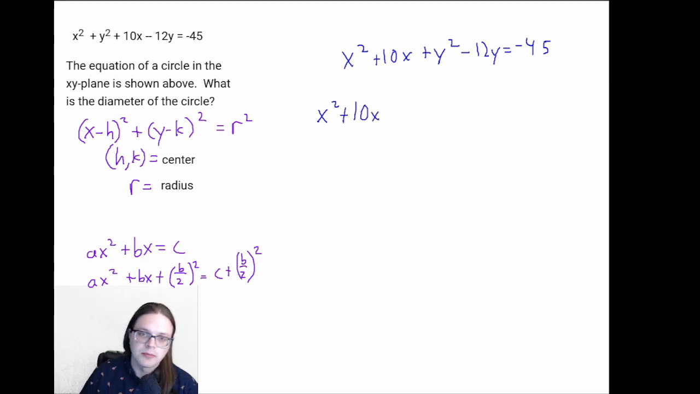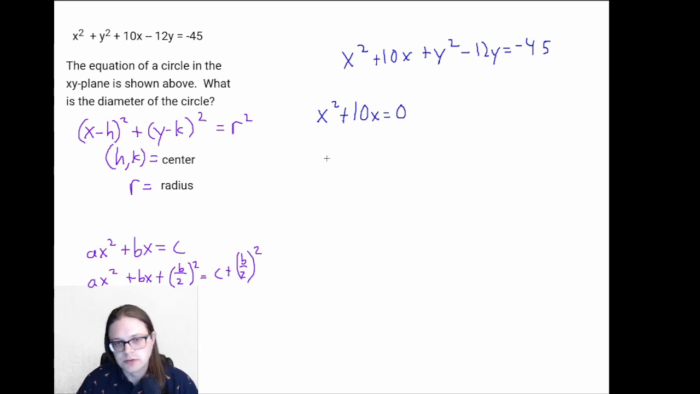Pull those out of there. Now, x squared plus 10x. I'm going to set it equal to 0. It doesn't actually equal 0. I'm just using 0 as a visual placeholder for myself. So I'm going to complete the square for my x terms.